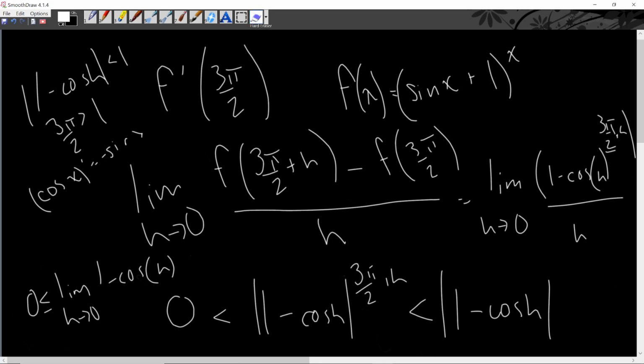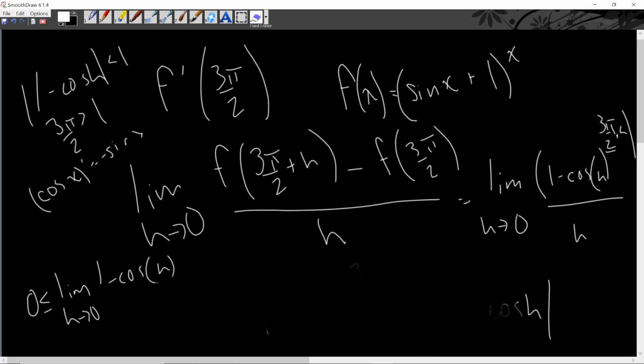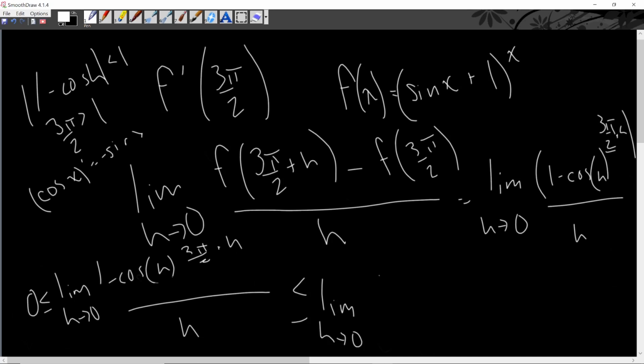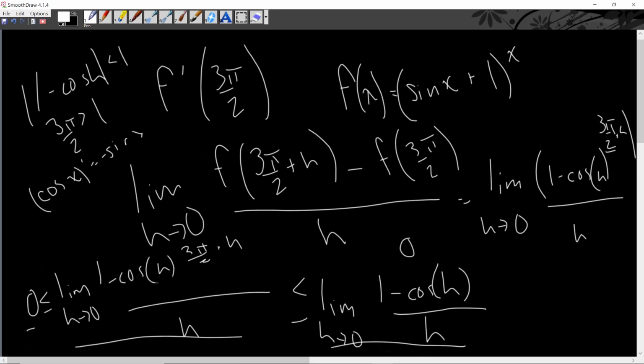I might need to erase some of this. 1 minus cosine h to the power of 3 pi over 2 plus h, all over h, is less than or equal to the limit as h approaches 0 of 1 minus cosine h. And, as a nice kind of bow on the end of things, we have another squeeze theorem. The limit of this equals the limit of this. We worked on this at the very beginning. This is 0, and so this limit must evaluate to 0 as well. That means that f prime of 3 pi over 2 is equal to 0.